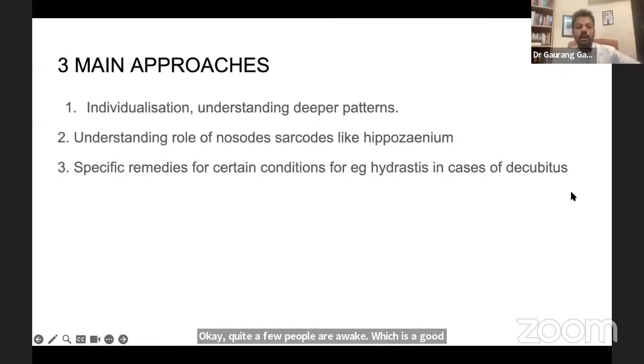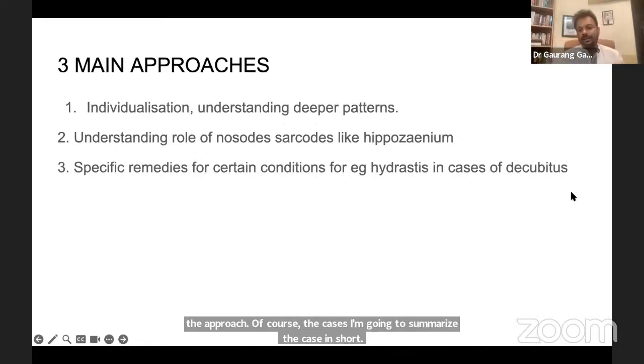So what I'm going to do now is, we have roughly at least an hour, and I'm going to try to share with you about five or six cases. That is the idea. And through every case, we'll try to learn more about the approach. Of course, I'm going to summarize each case in short so that we can talk about the main thing in the case. That's the idea.